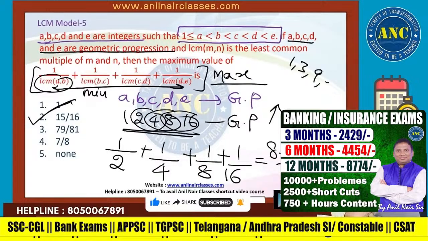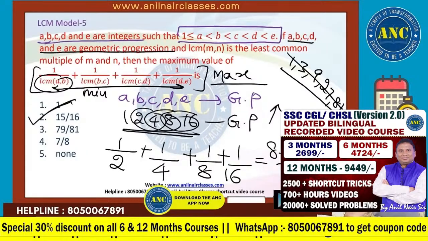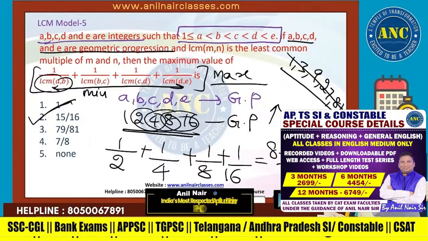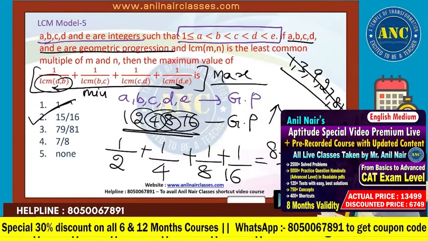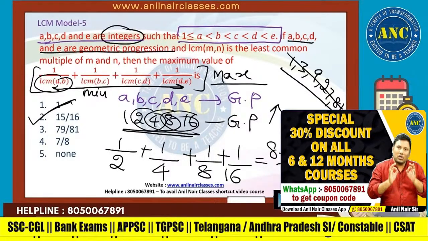If I take 1, 3, 9, 27, 81, the values are more, so I will not get the minimum value. That expression is maximum when the denominator is minimum. For the denominator minimum, the lowest GP series in integers is 1, 2, 4, 8, 16.